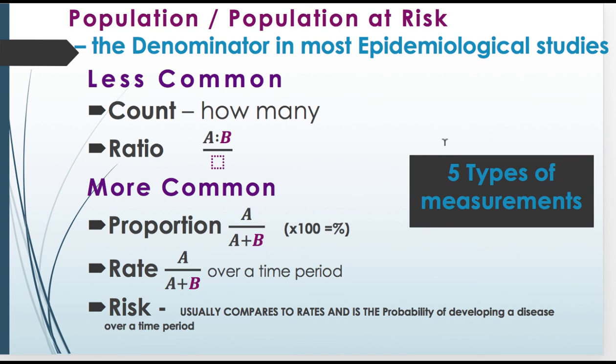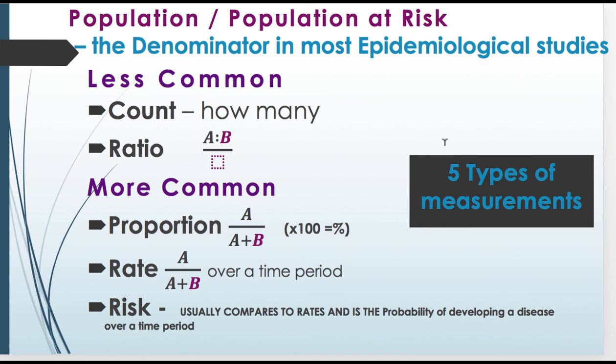unlike a more common measure, which is a proportion, and that's where the total number of people is in your denominator, and some proportion of them is in the numerator. So what's the proportion of people in our online class that currently have a headache? Well, we have 30 students, and if 3 of you had a headache, that would be 10% of you.